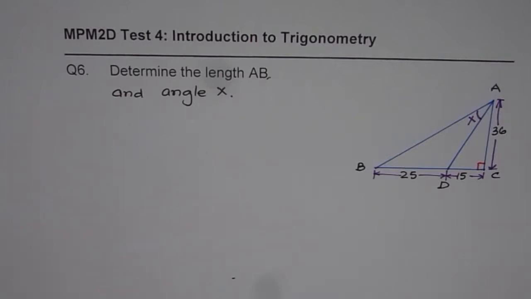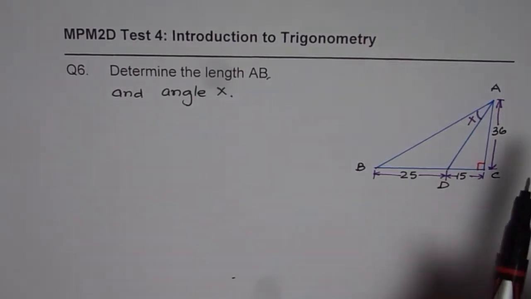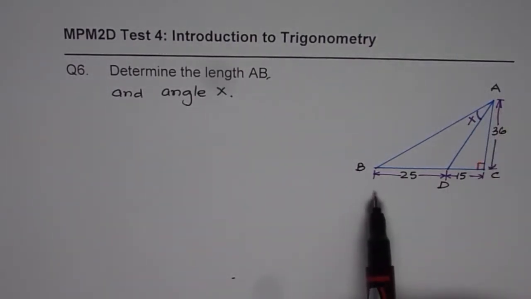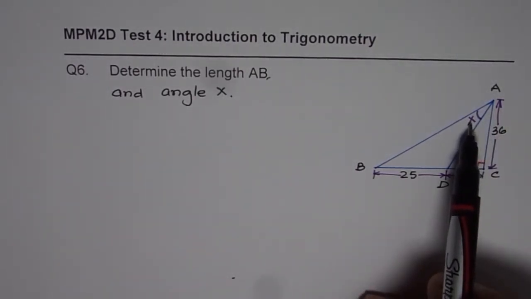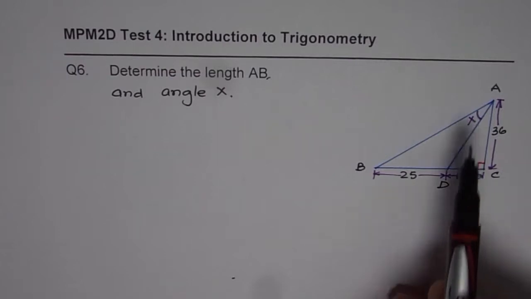Question number 6 here is, determine the length AB and angle X. So that's the diagram given to you. This is the angle X which you need to find and length AB. You can pause the video, refer to the diagram here and find length AB and X.